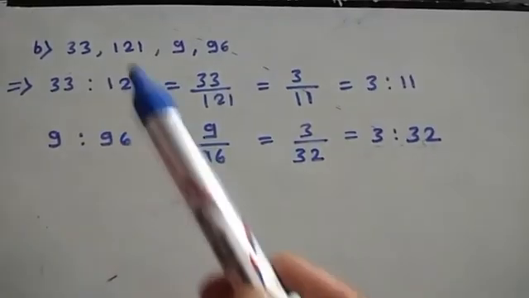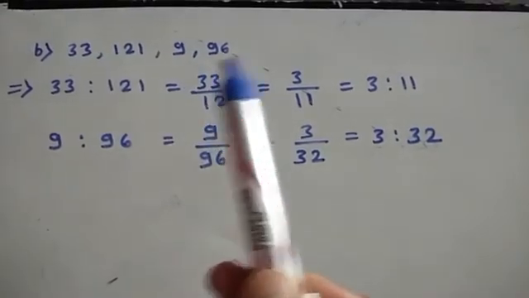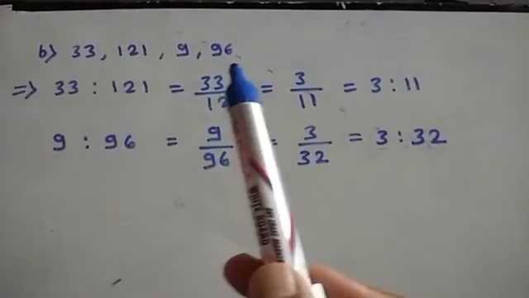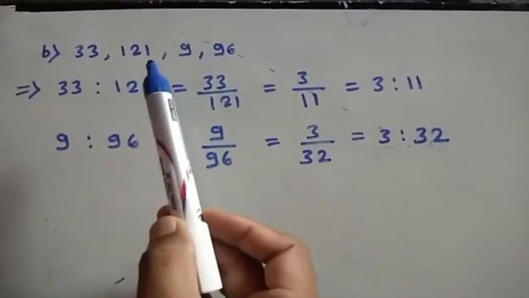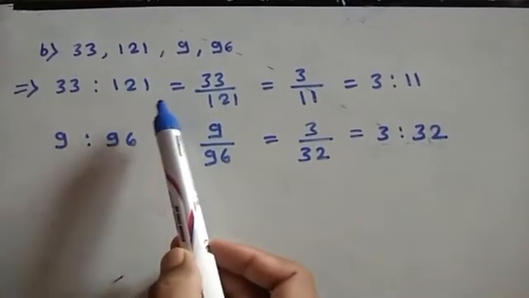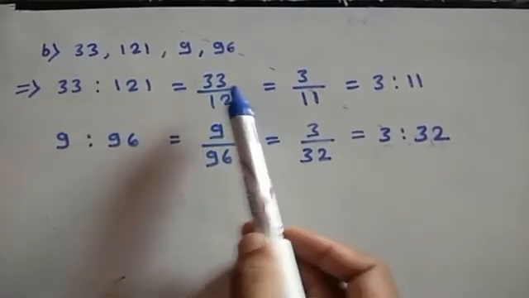Let's see one more example. 33, 121, 9 and 96. Now whether they are in proportion or not, that we are going to check. Now take the first two terms, 33 and 121. Therefore 33:121 is equal to 33 upon 121.